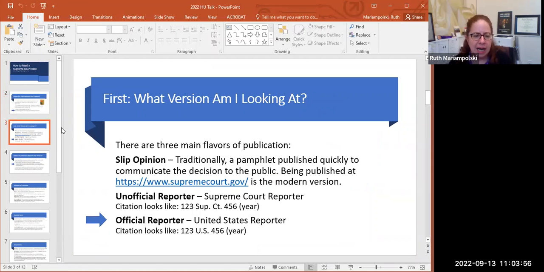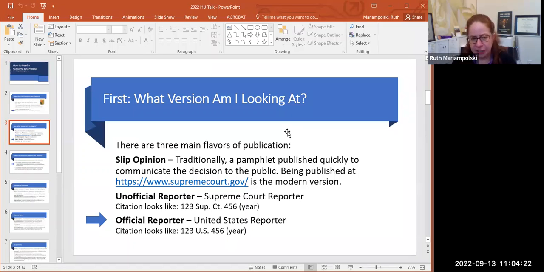So the first question that you're going to want to ask yourself when you think you're looking at a Supreme Court case is, what version am I looking at? There's three flavors of publication. The first is called the slip opinion, and traditionally it was a pamphlet published to communicate the decision to the public. But being published at supremecourt.gov is the modern equivalent.